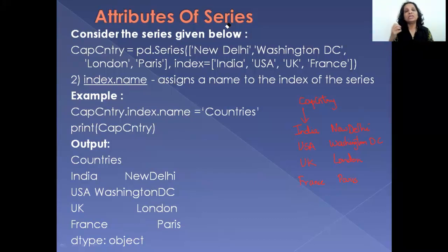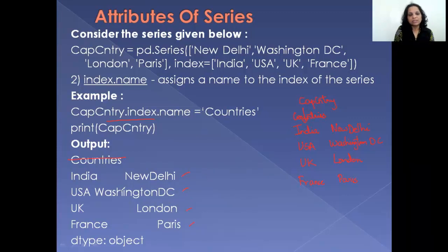Then you can give a name to the index by using the index.name property. Now in this scenario, if I say capcntry.index.name, the index will have a name associated with it, which means I'm just informing that the indexes represent country names. You can see it in the output as well. Otherwise, you remember, we would not get this in the output. It was only these lines.